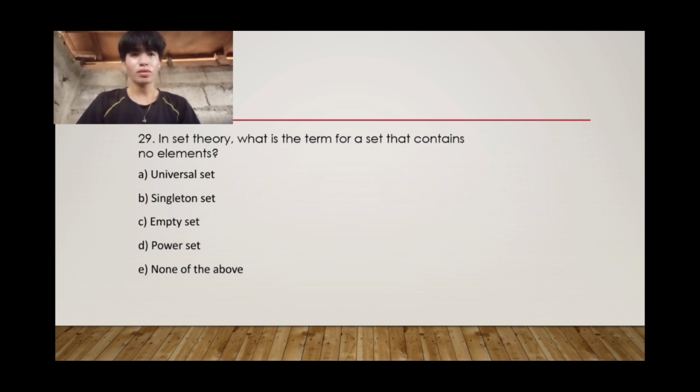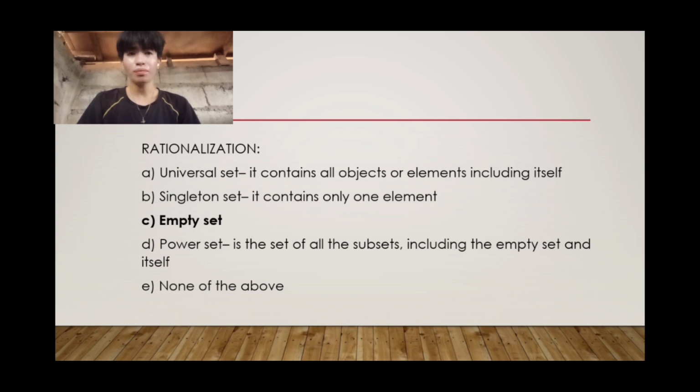Empty set. Let's rationalize why letters A, B, D, and E are not the correct answer. Letter A, universal set, contains all objects of the other sets, including itself. Letter B, singleton set, contains only one element since it's single. Letter D, power set, is the set of all the subsets of the set, including the empty set and the set itself. While letter E is none of the above. So that's why our answer is letter C, empty set.